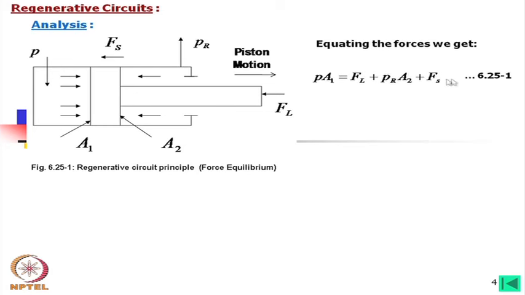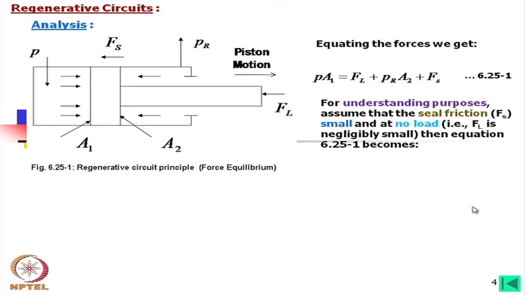Now, we can equate this force: P into A1, that is the full area, must be equal to FL plus PR into A2, whatever this pressure may be, plus Fs, the friction force. For understanding the purposes of the regenerative circuit, how it works, let us assume that the friction force is negligibly small, and we shall also equate this at no load.